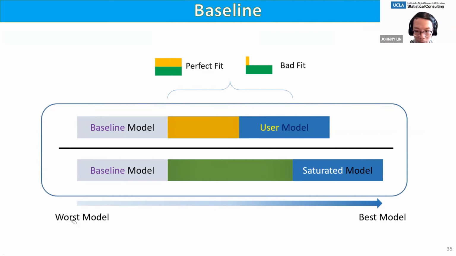Remember, the baseline is the worst model. The best model is the saturated model. You can take the difference of the saturated model to the baseline. That's the biggest difference you can see, right? That's the denominator. What about the numerator? Well, your model, called the user model, is somewhere between the baseline and the saturated, but how much between is it? So what you do is you take the difference of these, divided by the difference of the best to the worst.